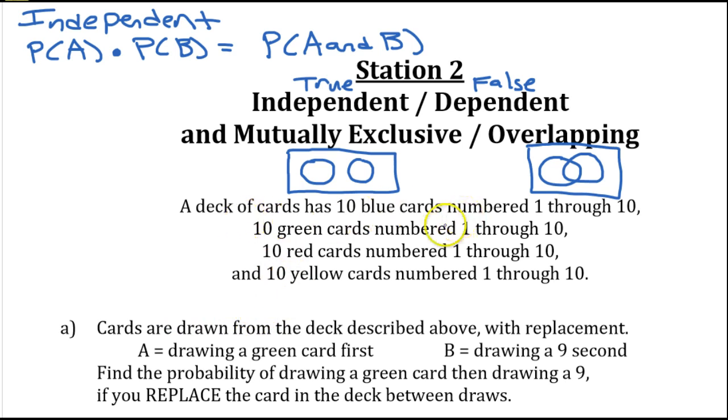So we've got this deck of cards. There are 10 blue cards numbered 1 through 10. Similarly, there are 10 green cards, 10 red cards, 10 yellow cards. So there are 4 colors, and each set is numbered 1 through 10. Cards are drawn from the deck described above with replacement. That means that we take out a card, but then if we have to draw a second card, we put the first card back and we start fresh with a fresh deck.